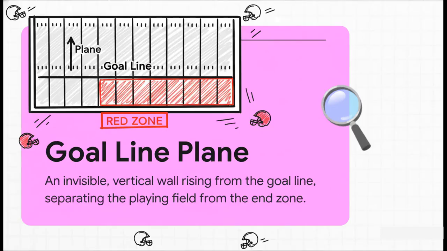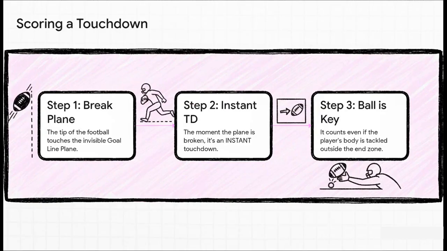Now, before we talk about scoring, we have to talk about something you can't actually see. It's called the goal line plane. I want you to imagine that the goal line isn't just a stripe of white paint on the grass. Instead, imagine it's an invisible wall that shoots straight up into the sky. This is a super important idea for understanding what a touchdown really is. And here's the key. A player does not need to get his whole body into the end zone. Not at all. All that has to happen is for any part of the football, even just the very tip of it, to break that invisible wall. The second that happens, it's a touchdown. Instantly. Game over. Well, play over. That's why you always see players desperately reaching the ball out over the line as they're getting tackled.